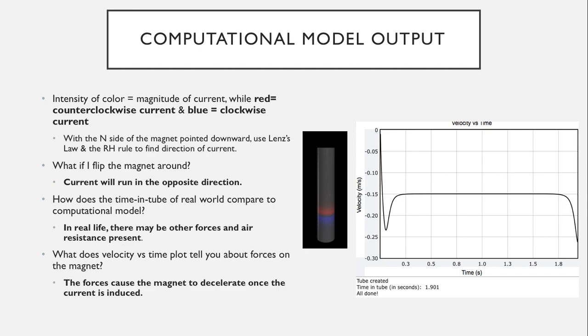And the velocity versus time graph here shows you the magnitude of the velocity decreases once that current is induced, so it's decelerating here, and then it kind of plateaus and the magnet then falls out at the end.